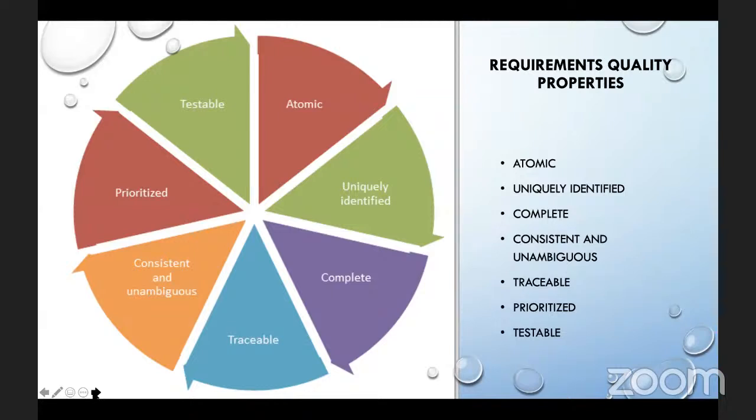So let's look at requirement quality properties. As you put requirements together, there are certain things that you need to keep in mind, right? What are some of the things you need to keep in mind when you write a requirement? Your requirement needs to be atomic. When we say atomic, what does that mean? Your requirement has to be uniquely identified. What does that also mean?